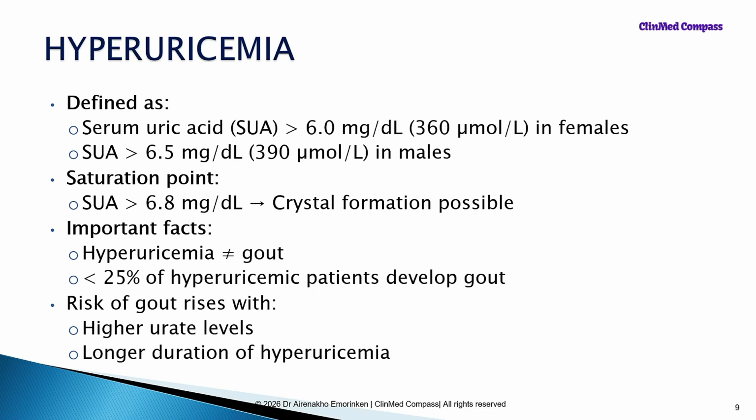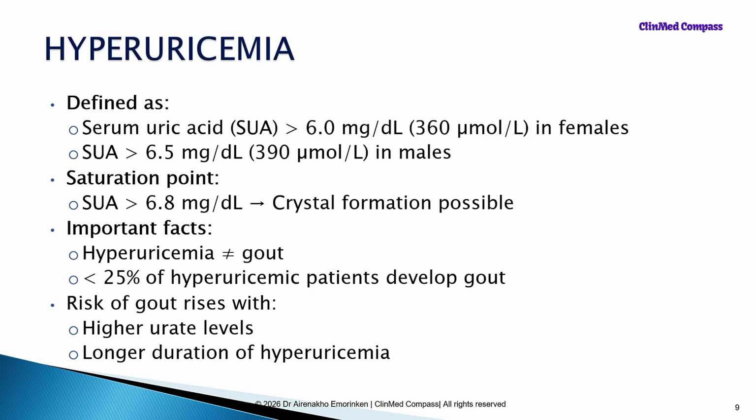Hyperuricemia is defined as serum uric acid level above 6 mg per deciliter in females and above 6.5 mg per deciliter in males. The critical saturation point is about 6.8 mg per deciliter. Above this level, uric acid crystals can form.